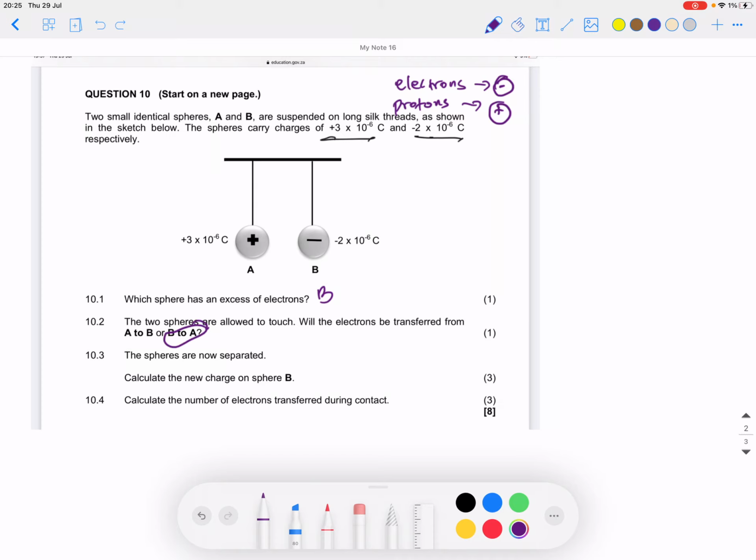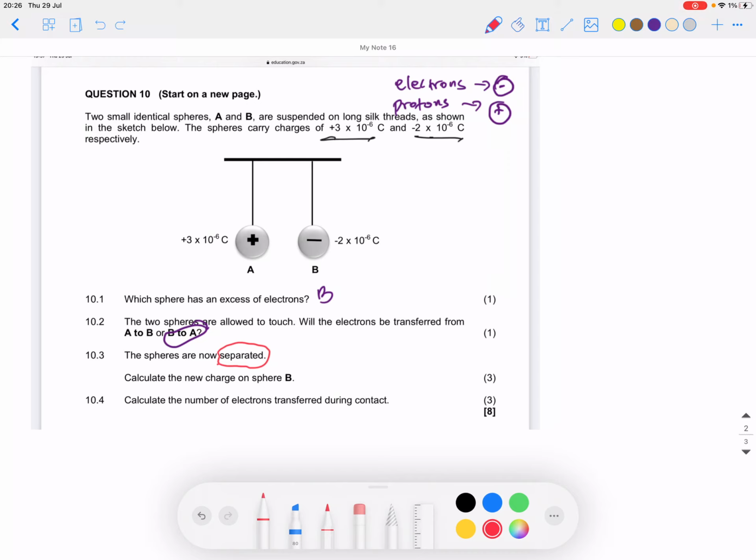The spheres are now separated. So the moment you hear separated, you know which principle we're going to talk about next. They say calculate the new charge. The moment they touch and separate, you fetch the formula for the principle of conservation of charge, because the two spheres are identical, therefore they're going to share the charge equally.